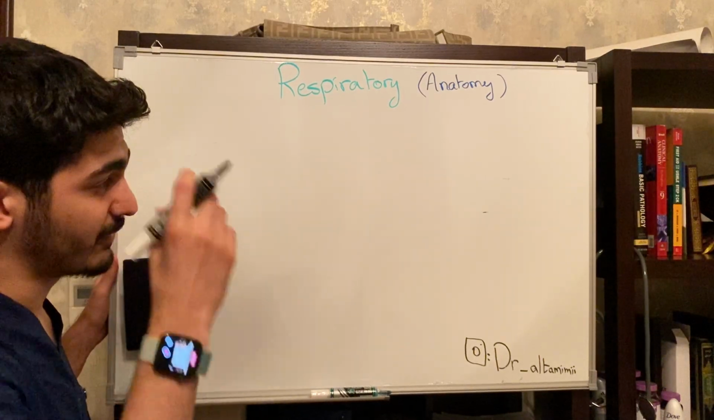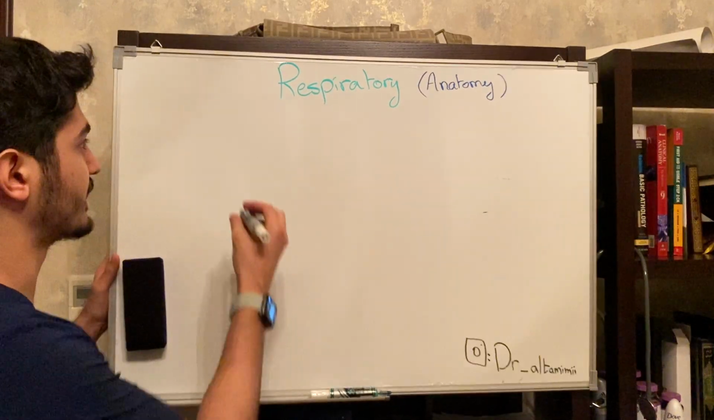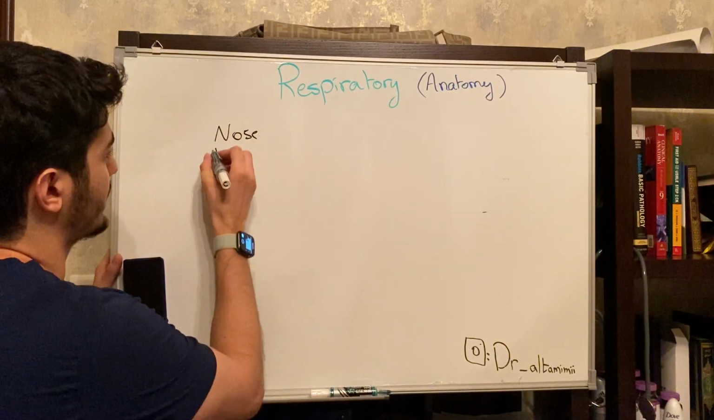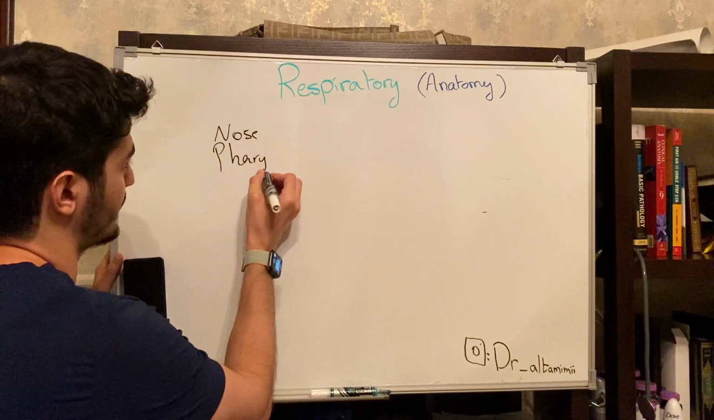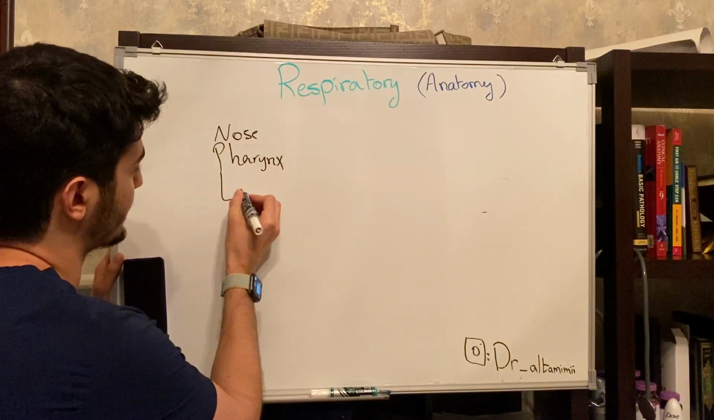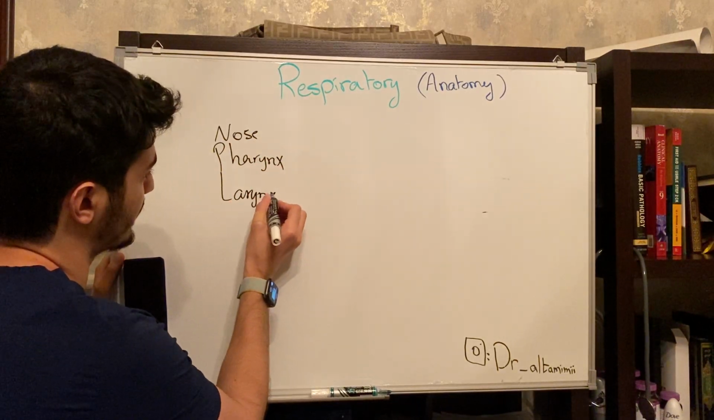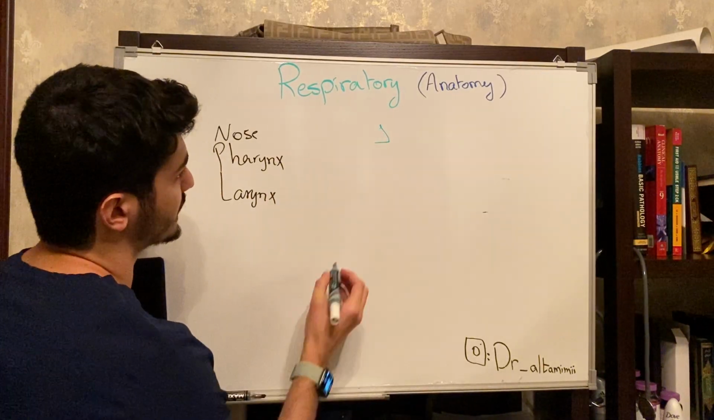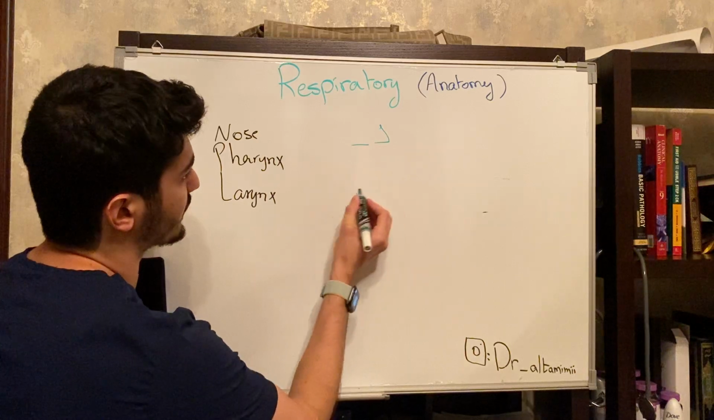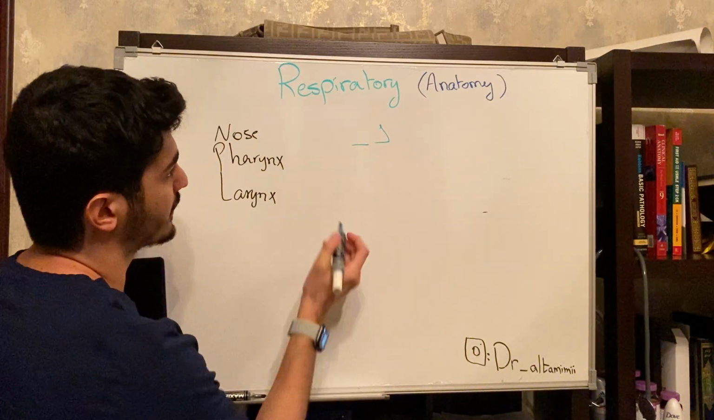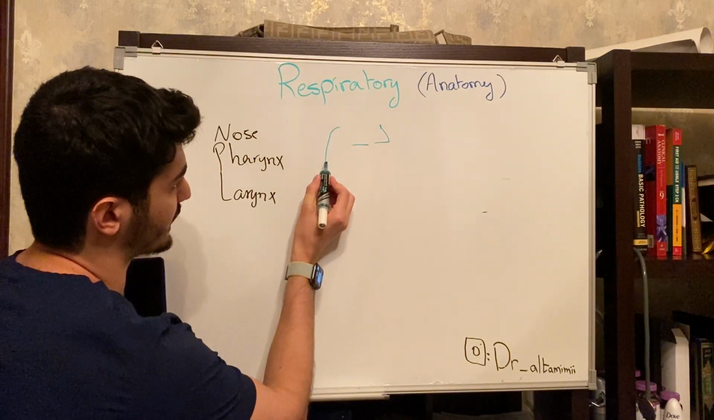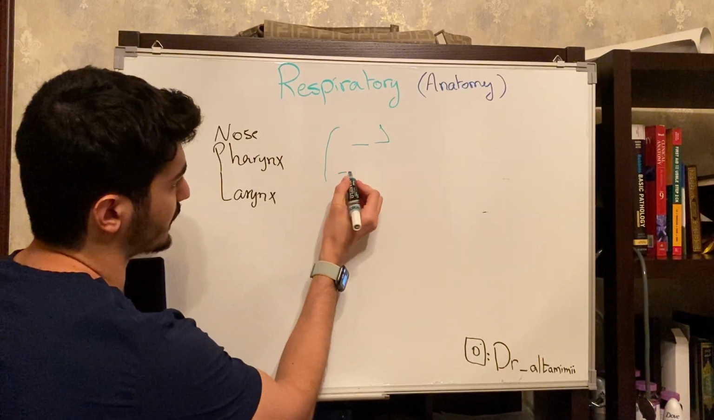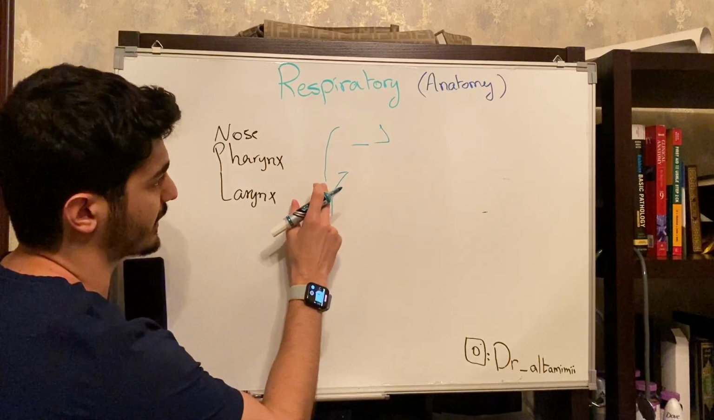Okay, so the anatomy of the respiratory system. We have first the nose, and then we have the pharynx, and then we have the larynx. Let me draw them to you. This is the nose, and here we have something called the oral cavity, which is the mouth. Behind the nose we have the pharynx. So this is the pharynx. And over here we will have the larynx.